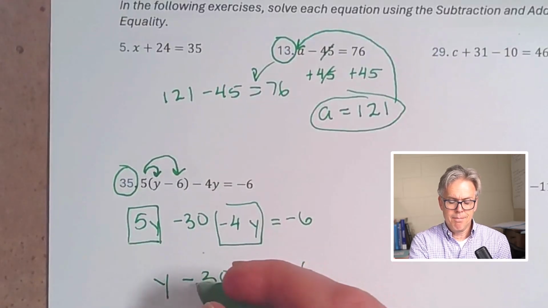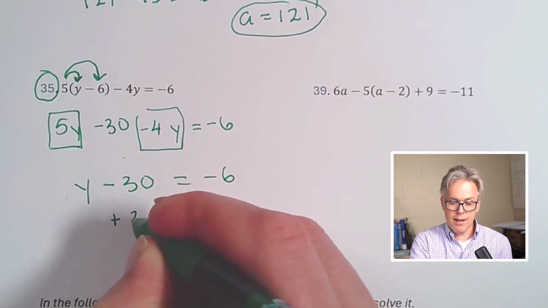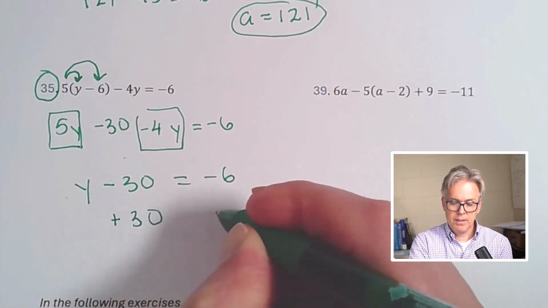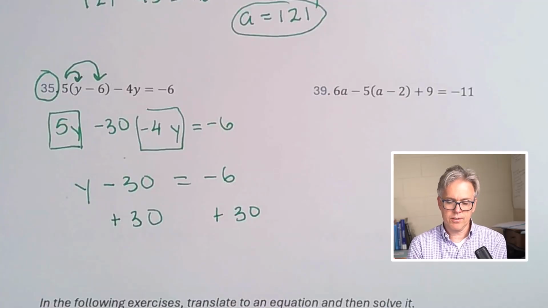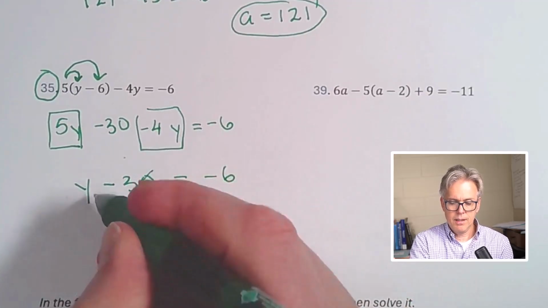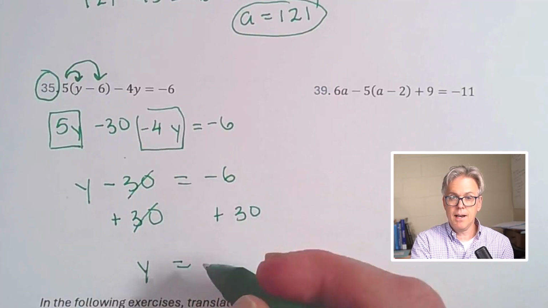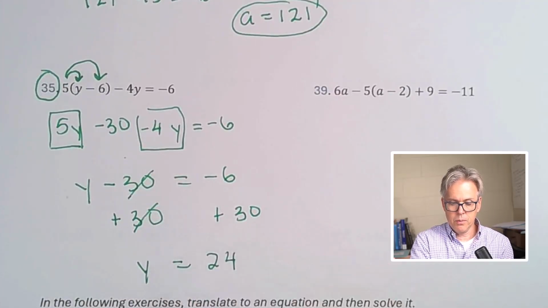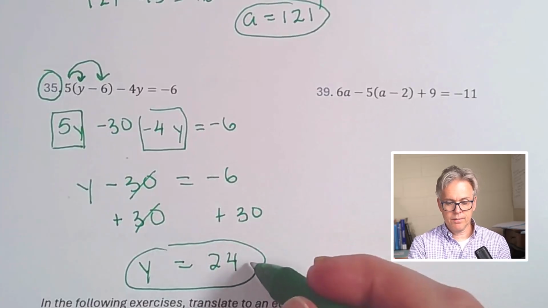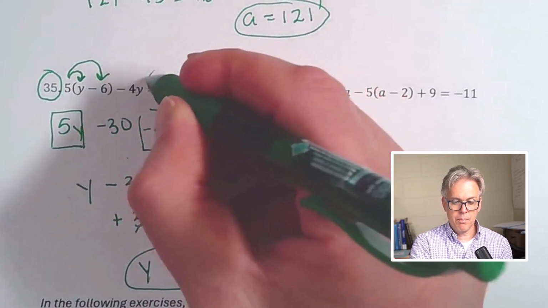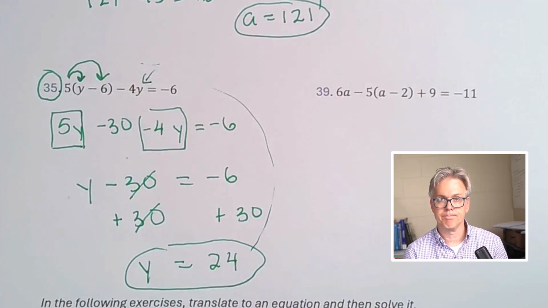How is this minus 30 connected to the y? Well, I've already said it. It's being subtracted, so I'm going to do the opposite, which is add. So I'm going to add 30 to both sides. Whatever I do to one side, make sure you do to the other side. Those cancel. Bring down your y. Bring down your equals. 30 minus 6 is 24. We can check this. I'm not going to, but you can take this 24 and plug it in wherever you see a y and see if you get a true statement.